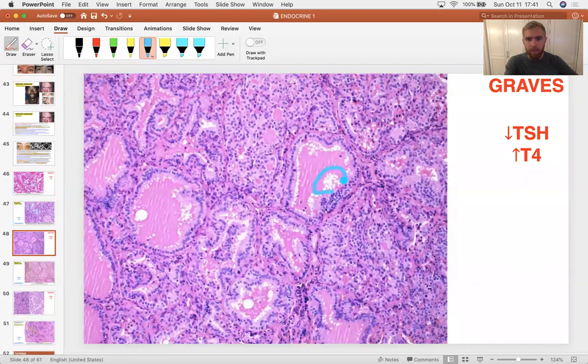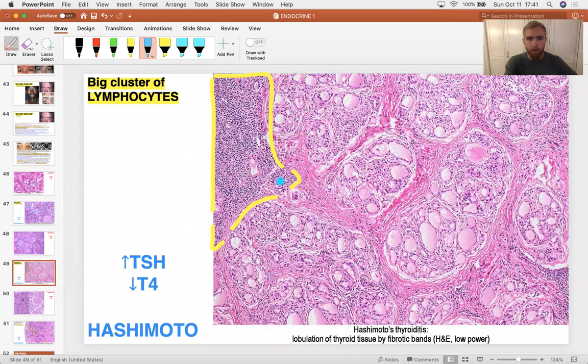Here's Graves. Check out that vacuolization. It is clear as day. Big time vacuolization in this follicle. You still do see a lot of follicles. There's a decent lymphoid aggregation here, but you're certainly not seeing any germinal centers, which is characteristic of Hashimoto thyroiditis.